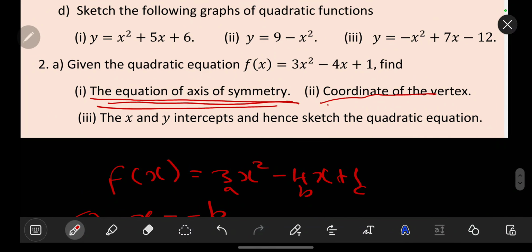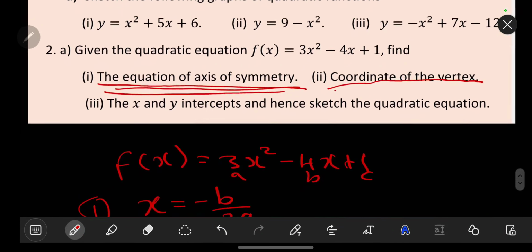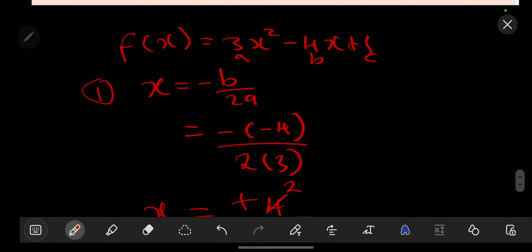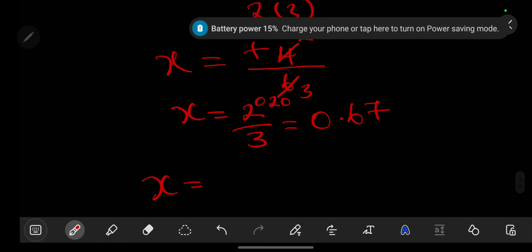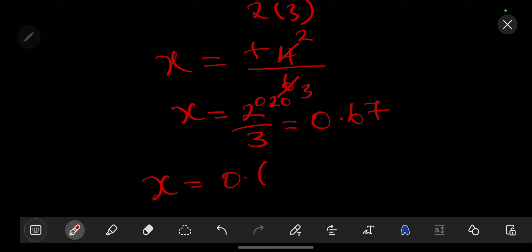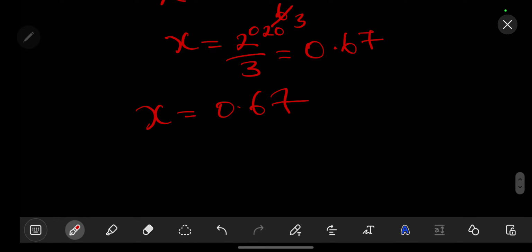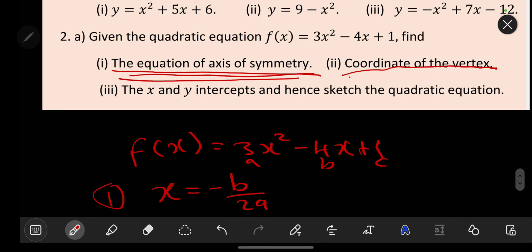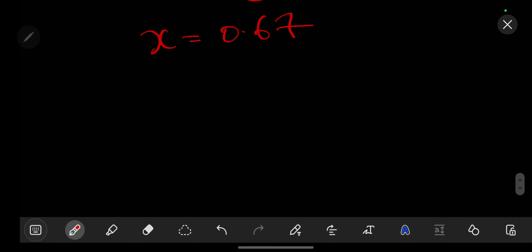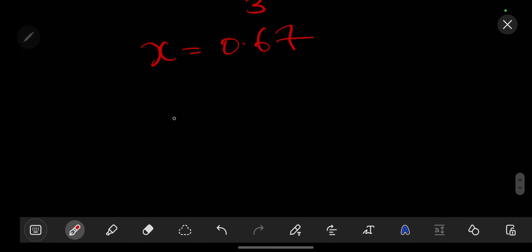The coordinates of the vertex are just the coordinates of x and y at the turning point. So already if you have your x is equal to 0.67, then that means that's your x coordinate at the turning point. So if you look at your second part, the coordinate of the vertex is just the turning point. We know that our x is also equal to 2 over 3.